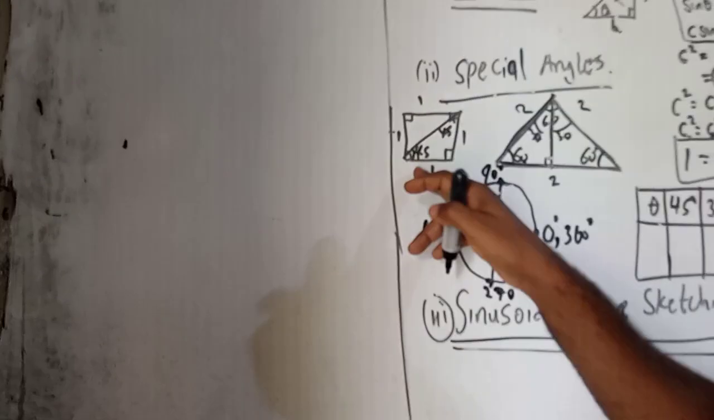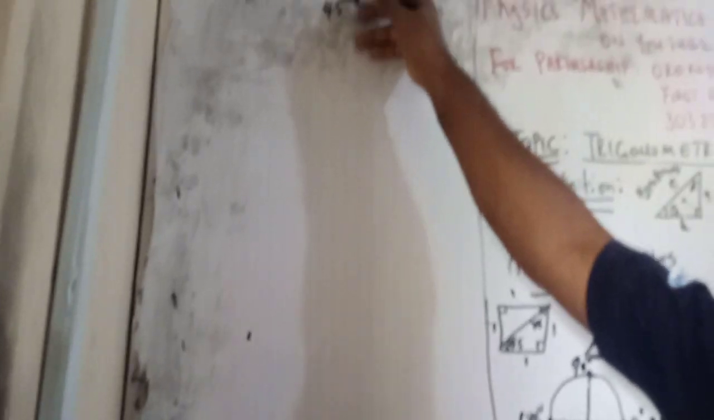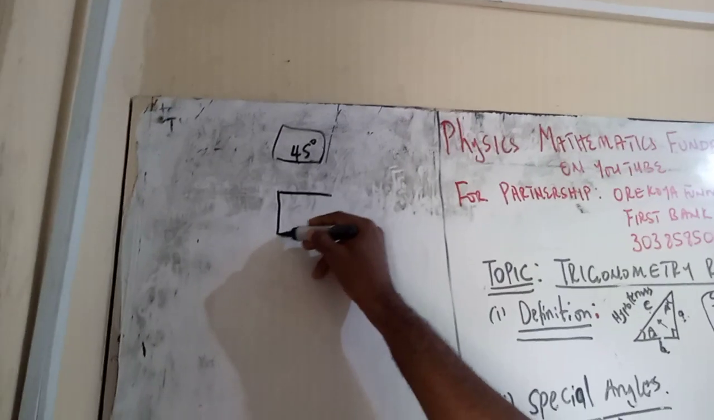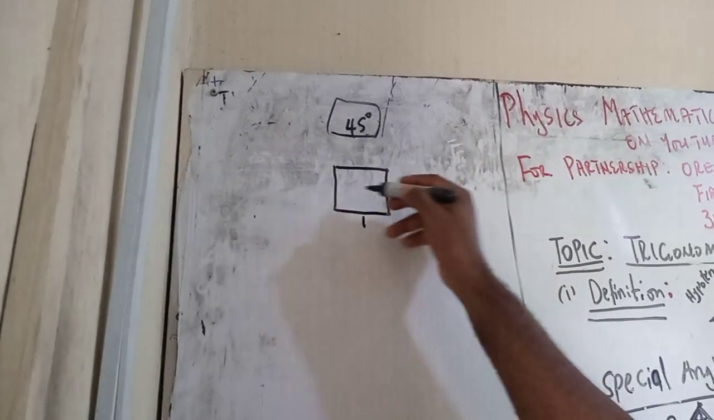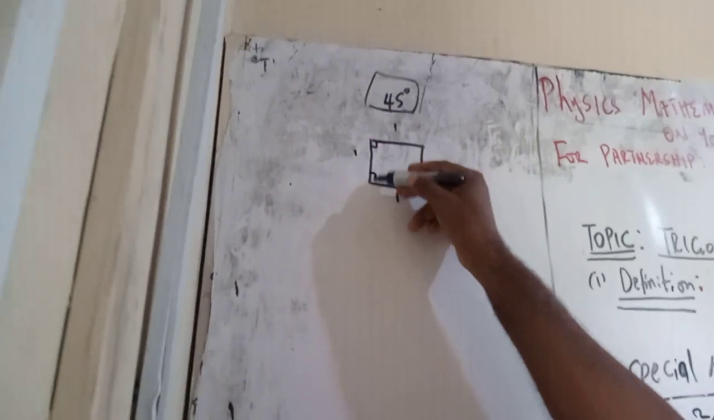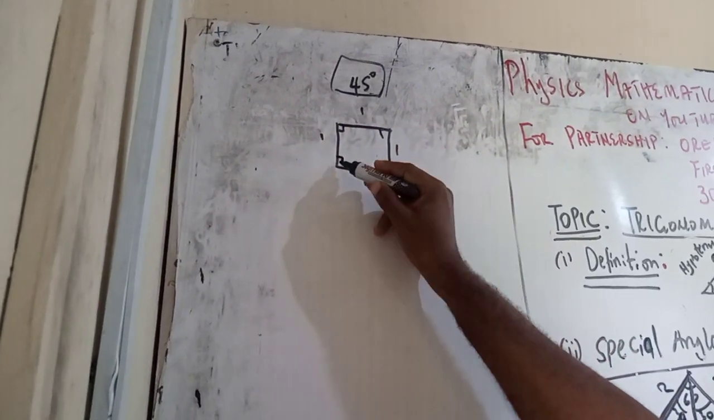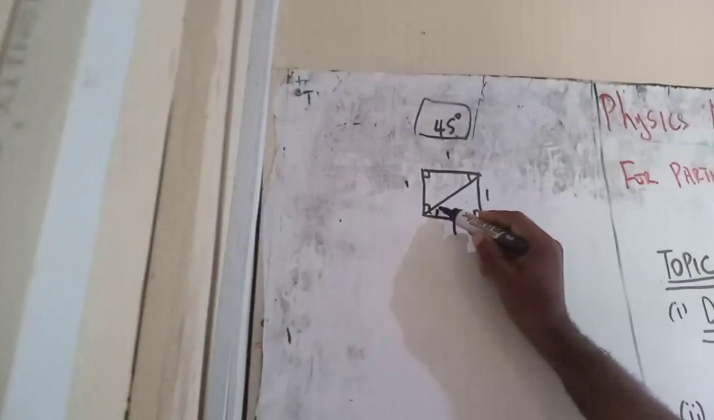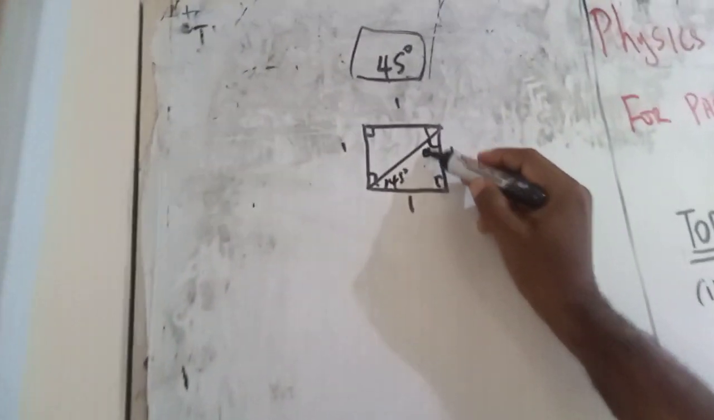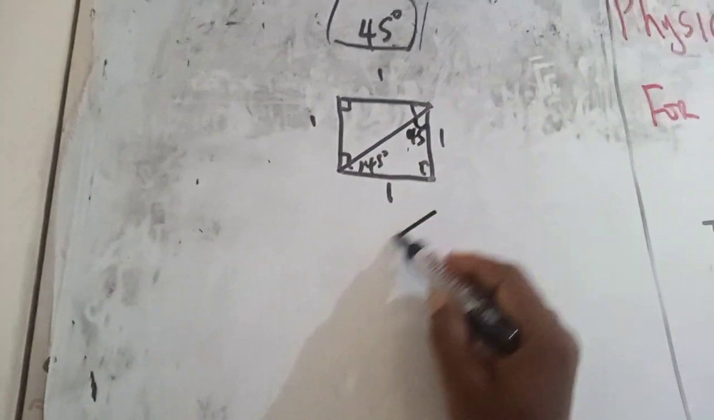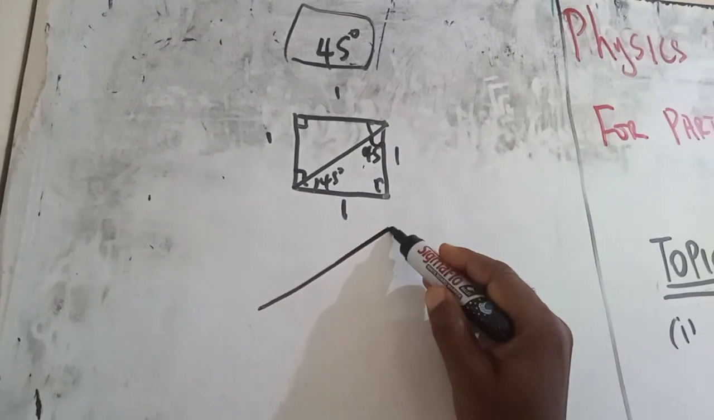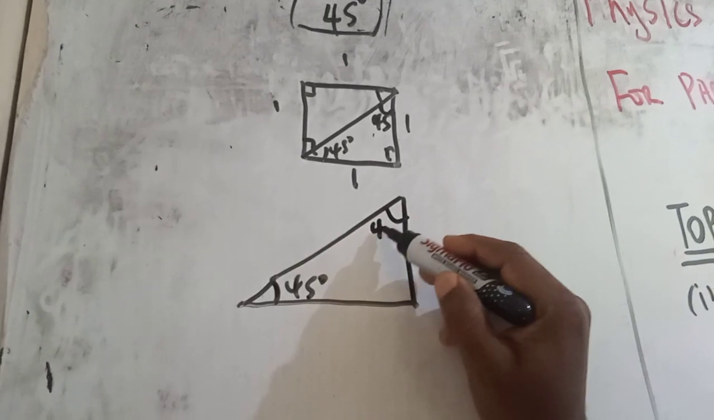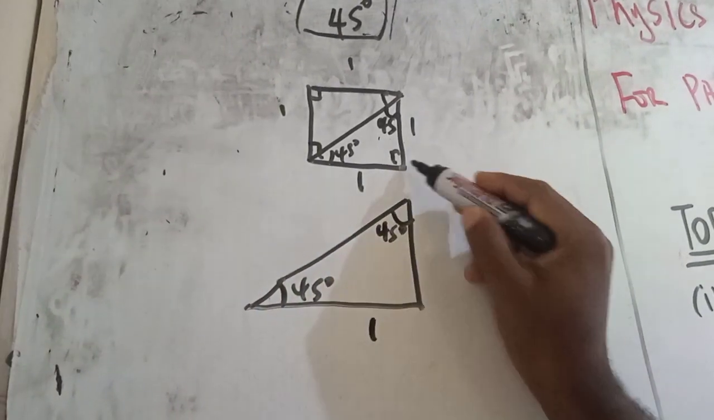Let me consider angle 45 degree. Like I said the other time, when you are considering angle 45 degree, think of a unit square of side 1 unit, and the interior angles are 90 degree each. If you divide this square into 2 here like this, the angle here will be 45 degree and the angle here will be 45 degree. So if I bring this triangle out, what I'm going to have will be angle 45 degree, angle 45 degree, and this one is this and this one is this.